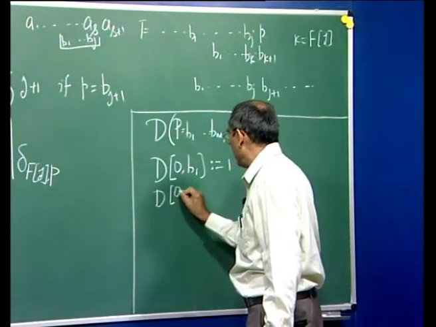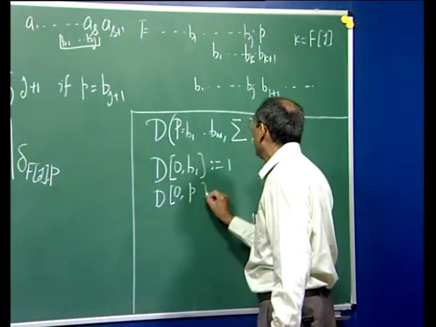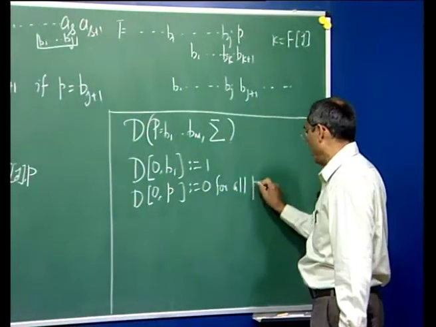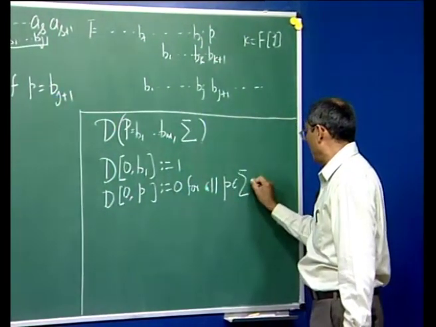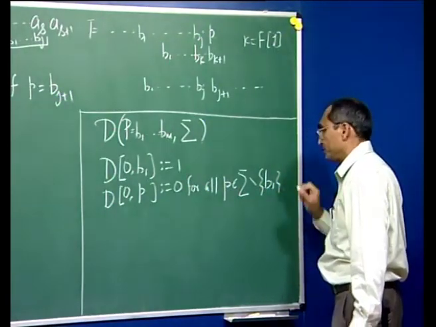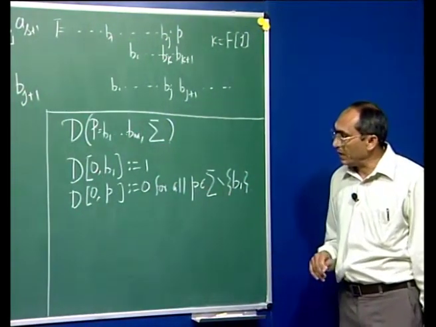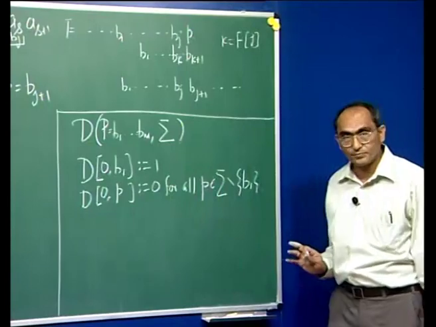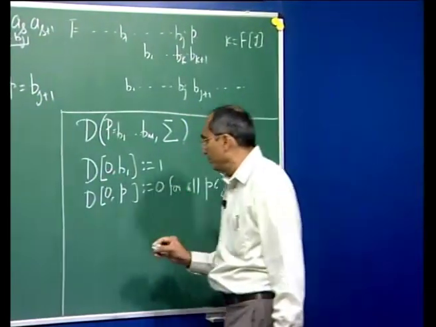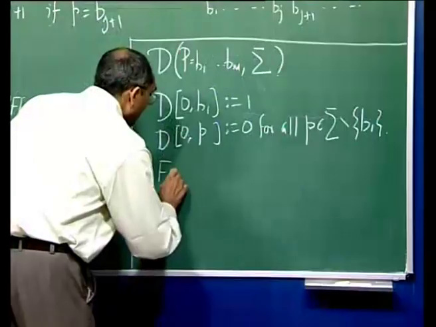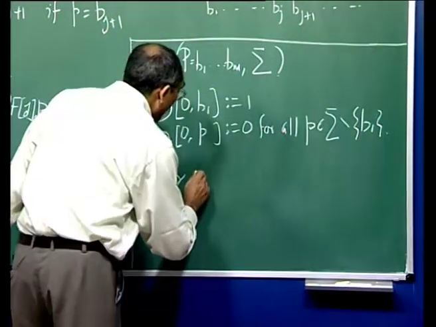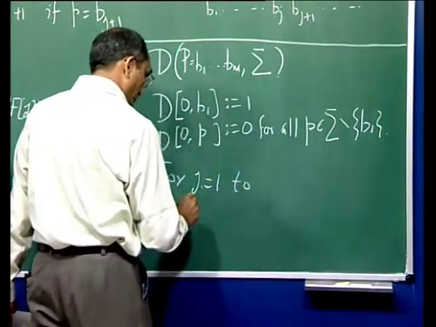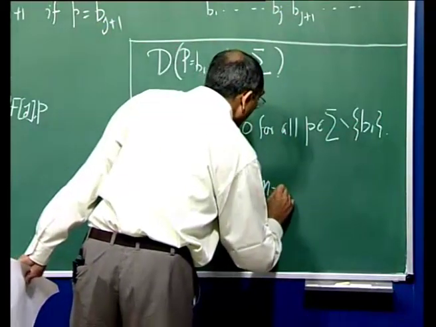Delta of 0 and p is equal to 0 for all p in sigma minus b1. So we now have a complete description of the transition function starting from state 0, and then we can put this in a loop for j equal to 1 to m minus 1.